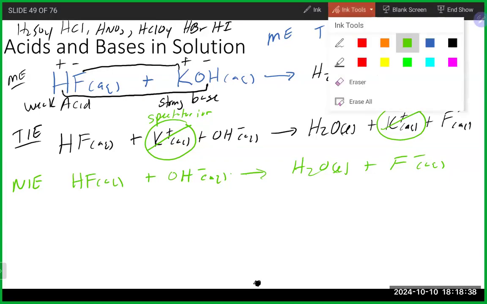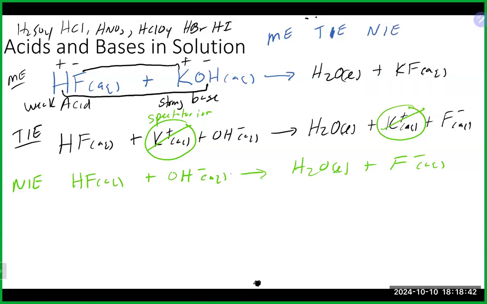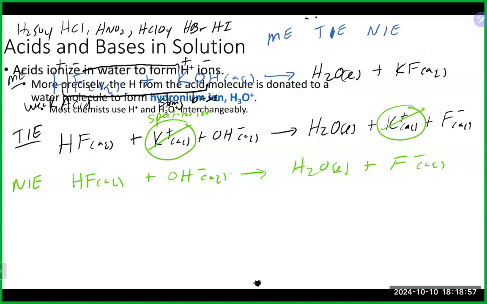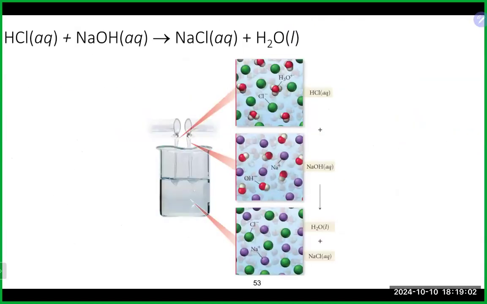So another sort of ending, if you will, for a double displacement reaction, in addition to making water or making a solid, is that it can also form gases sometimes. So gas is a product that can be formed as a result of that sort of double exchange.